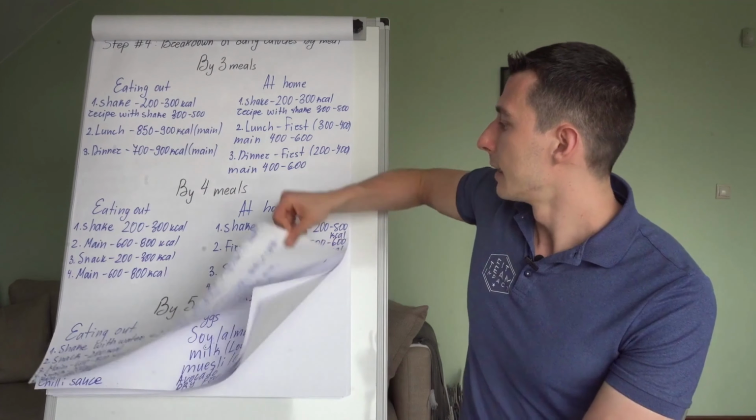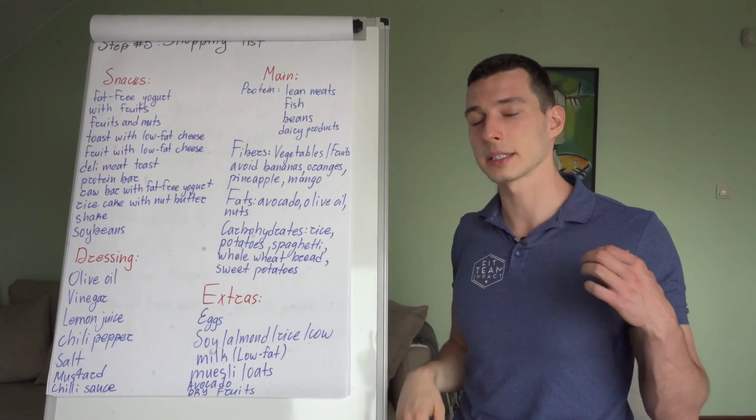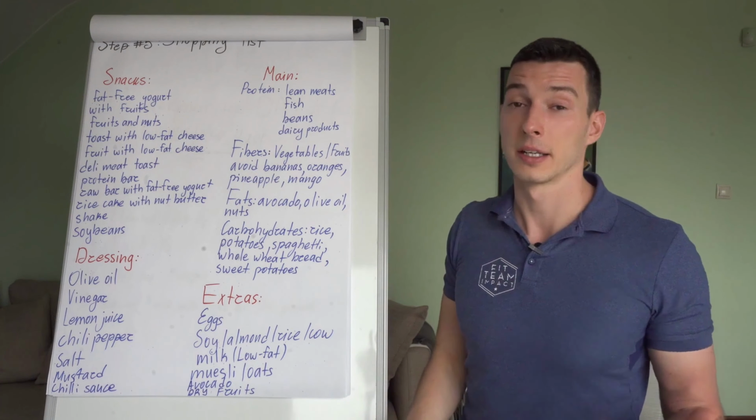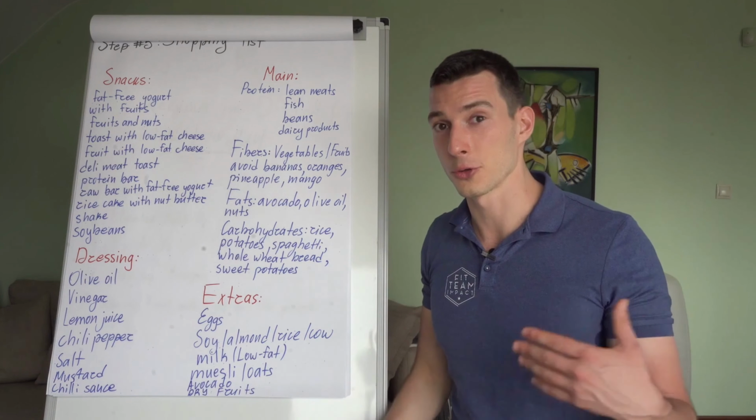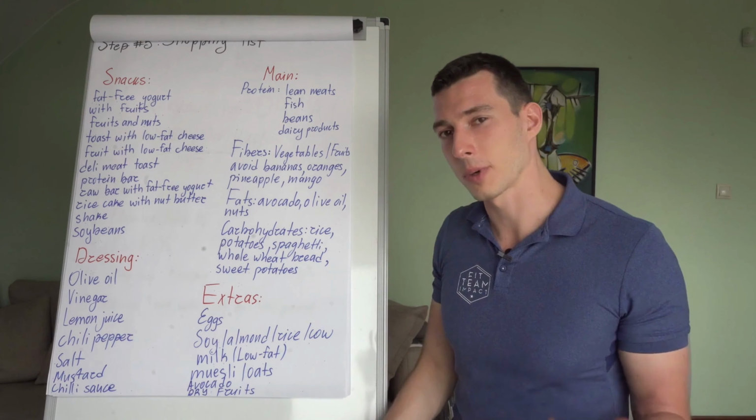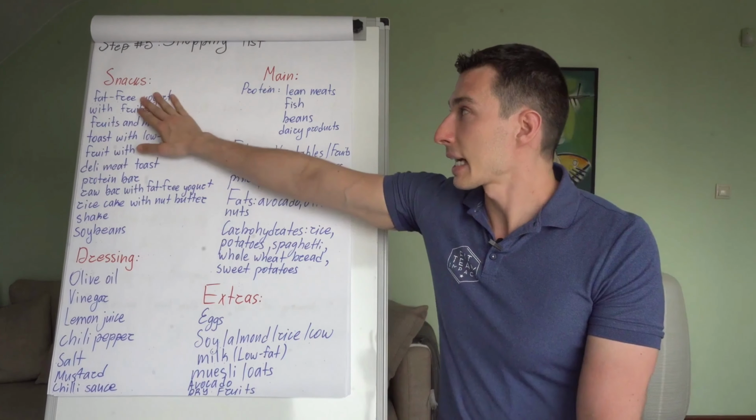So that's that. Now for step number 5, what do we have? Like, what is in our shopping list? And there's going to be another video where I show you literally what I buy. I'll show you the products. I'll show you what kind of fruits I'm buying, what kind of veggies. But here is just a list of ideas that you can have for snacks.